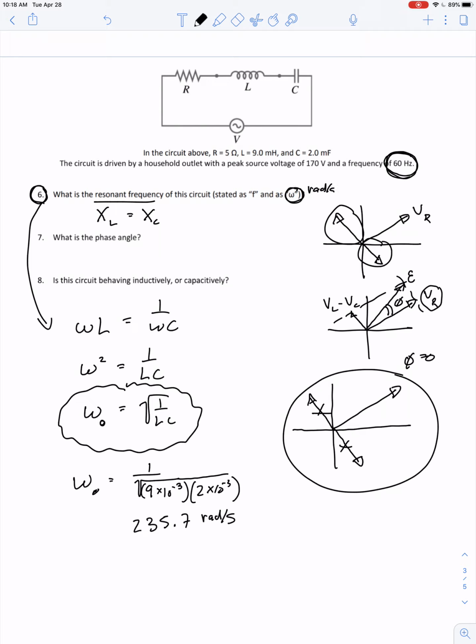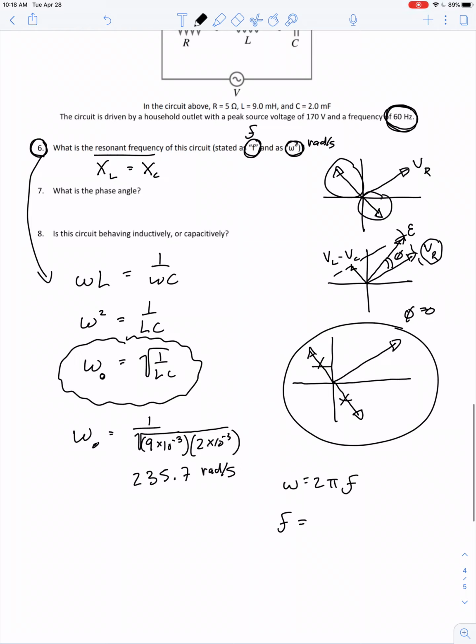The question says, state the resonant frequency in terms of omega. In other words, what's the number of radians per second for the resonant frequency, but also what's the number of cycles per second, what's f. So again, recall that angular frequency is 2 pi times standard frequency. So turn that equation on its head. Standard frequency is angular frequency divided by 2 pi.